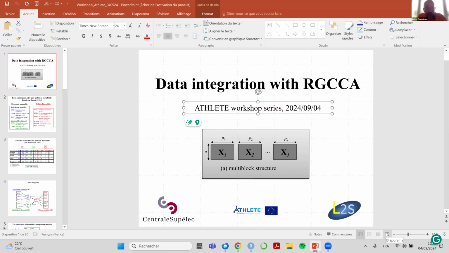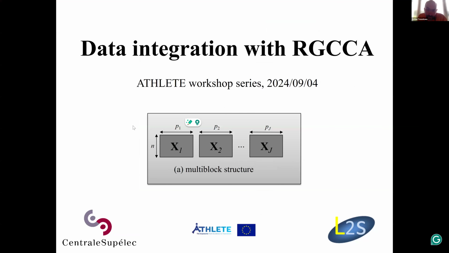Maybe I can. Okay, is it okay? You can see my screen? Yes, we can see it perfectly. Okay, and so we want to present a general framework for this kind of data integration with multi-block structure. You can say multi-block because we have several blocks of variables.